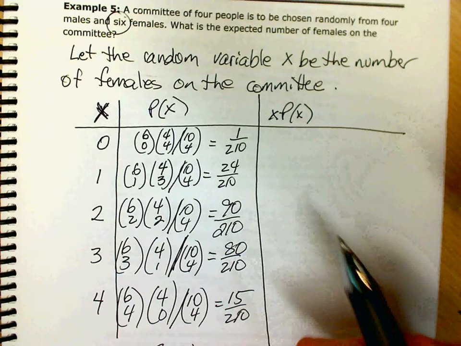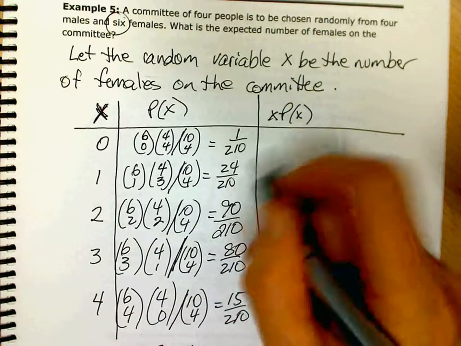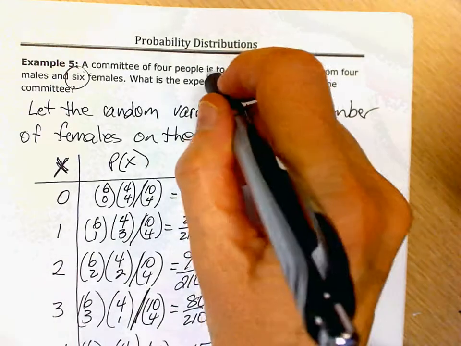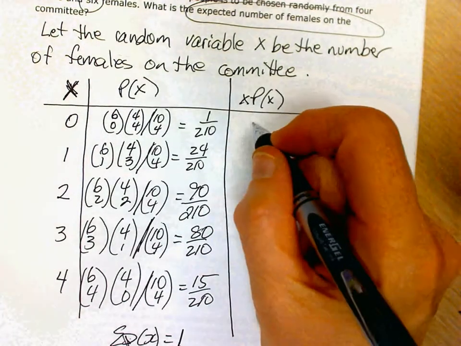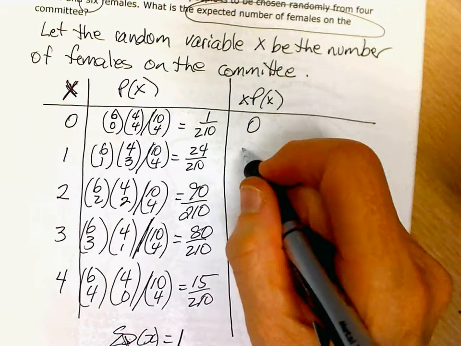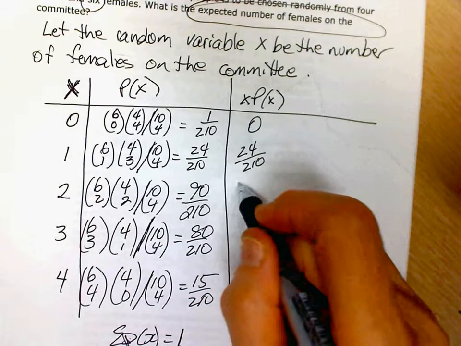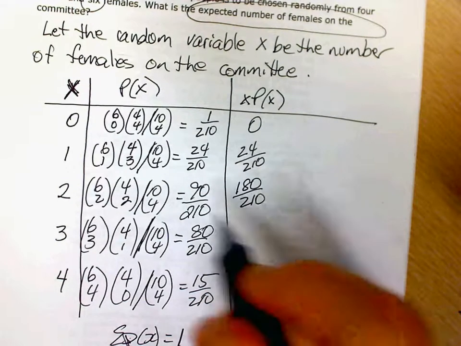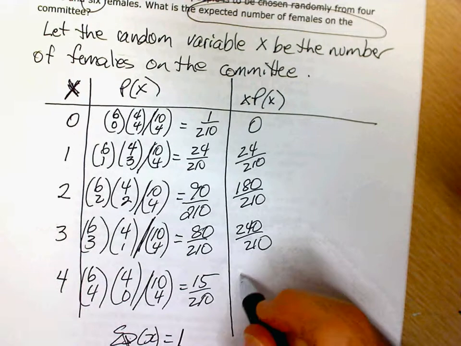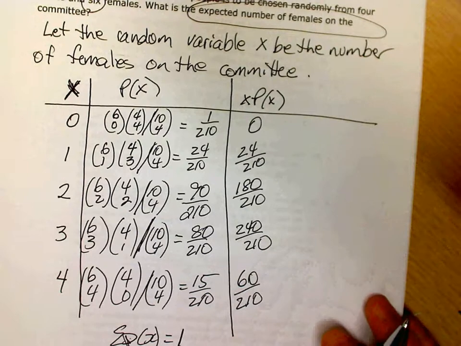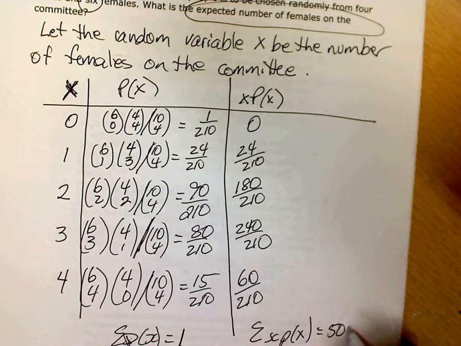Does it? Okay. And now we'll do xpx, and we will be able to calculate on average how many females we can expect to have on a committee. So this is 0. 1 times 24 over 210 is 24 over 210. 2 times 90 is 180 over 210. 3 times 80, 240 over 210. 4 times 15 is 60 over 210. The sum of xpx is equal to 504 over 210, which is 2.4.